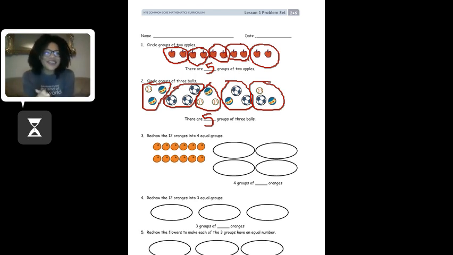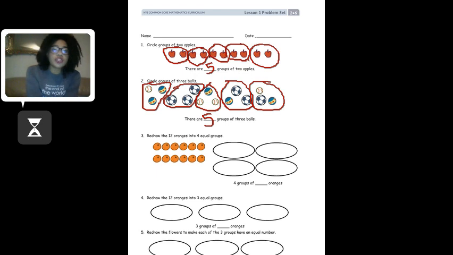All right, boys and girls, I'm glad we did those first 2 questions together. Now let's move on to number 3. Number 3 tells us, let's redraw the 12 oranges into 4 equal groups. So now we're working with oranges, and maybe you have some oranges at home in your refrigerator, which would be a really good thing. I'll be proud of you if you have your oranges and you eat 1 orange every day. That's really good. But if not, you could grab 12 pennies, and we could use the 12 pennies instead.